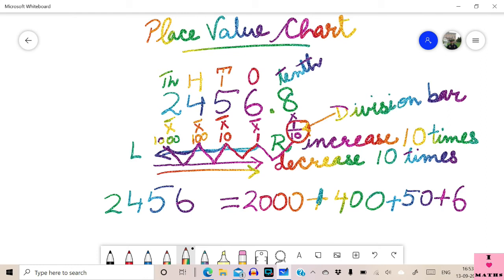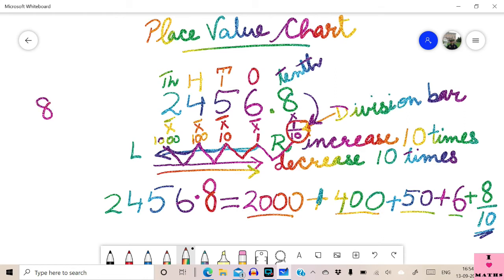So, if we have to find out the expanded form of 2456.8, it will be 2000 plus 400 plus 50 plus 6 plus 8 upon 10. Why did we get 8 upon 10? We multiplied 8 by 1 upon 10 and we got 8 upon 10 as the answer. 8 multiplied by 1 upon 10 is equal to 8 upon 10. So children, this is how we have the place value chart of the decimals.